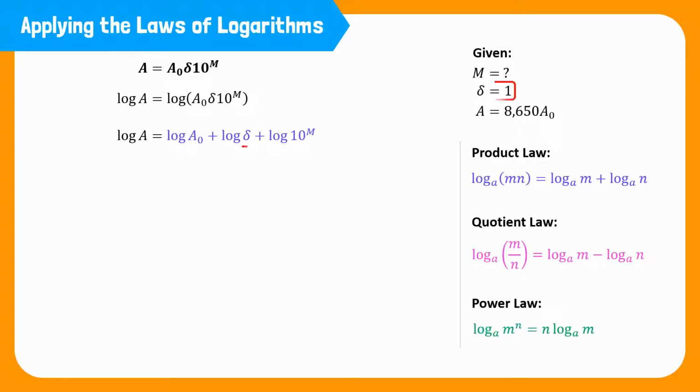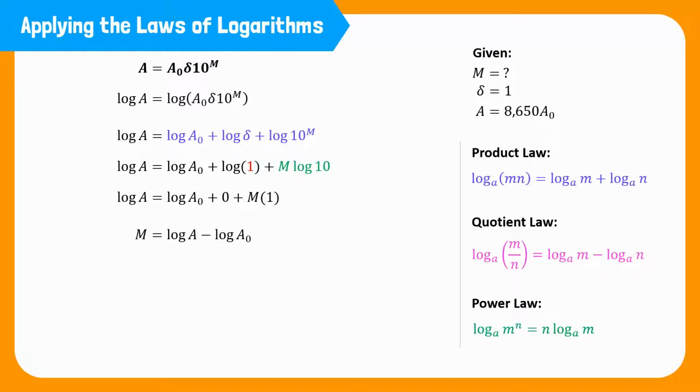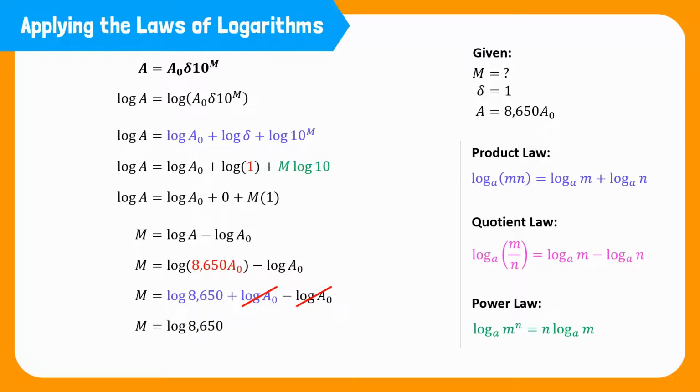Next, put in the value of delta and simplify log of 10 raised to the power m using the power law. The log of 1 is equal to 0 and the log of 10 is equal to 1. Thus, our equation simplifies to m is equal to log of A minus log of A naught. Now put in the value of A and apply the product law again to this term. These two terms cancel out, leaving m is equal to the log of 8,650.